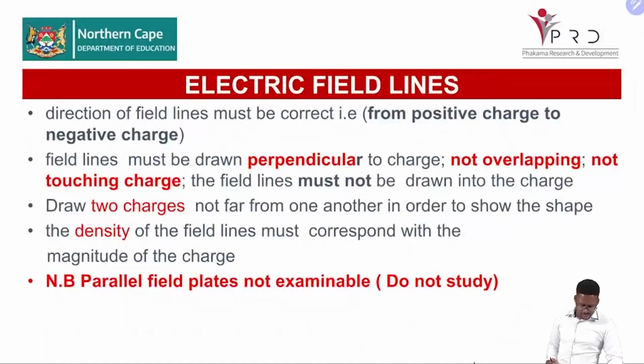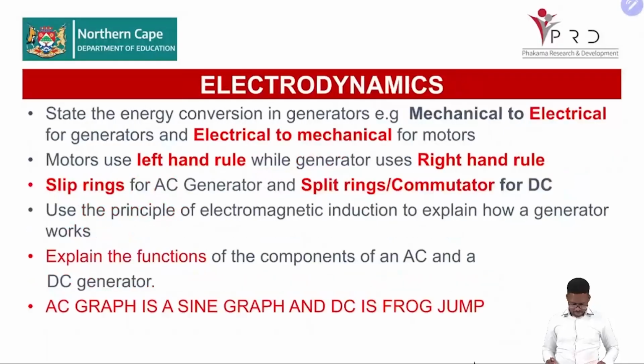Electric field lines, make sure that they are perpendicular to the surface and they don't touch each other. Electrodynamics, if you know what is happening on the generator, you will know what is happening on the motor. If you know the component for AC is a slip ring, then you'll know that for DC it's a split ring or a commutator.